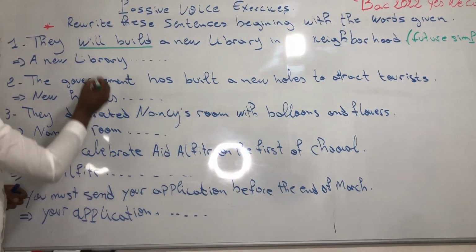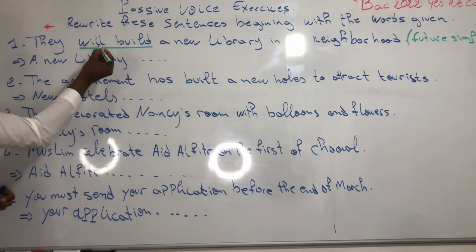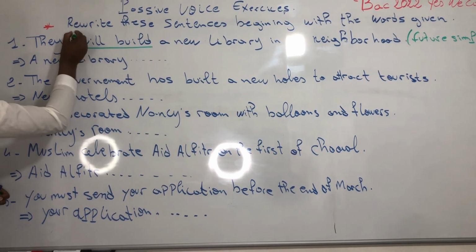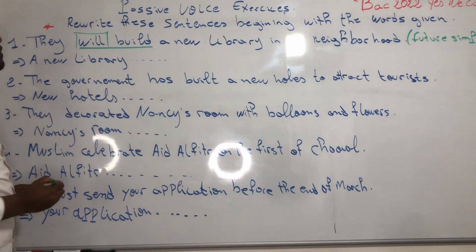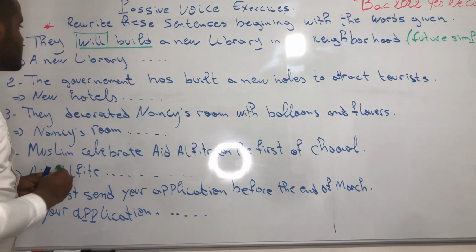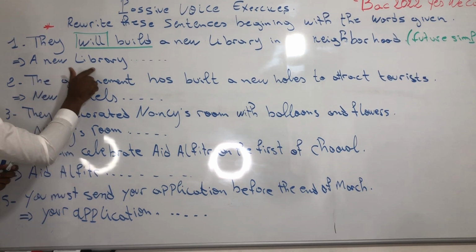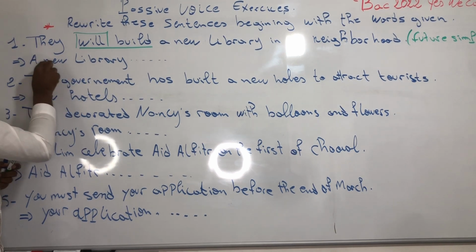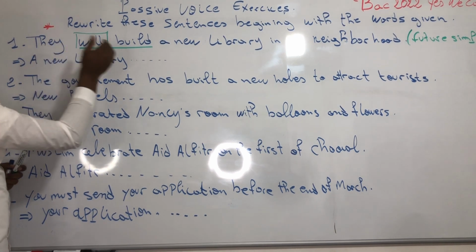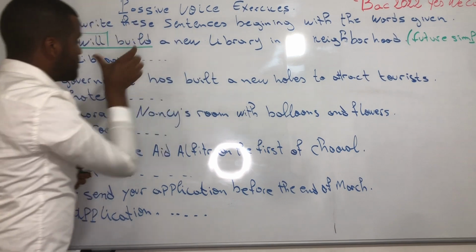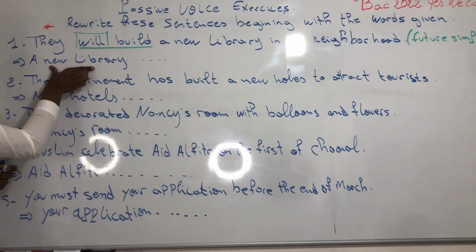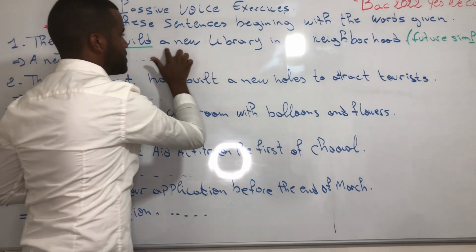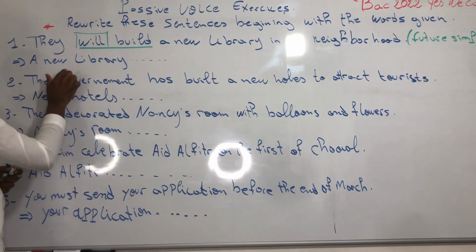Okay, so how do we know that's in future? We have the modal will plus the verb in infinitive. Okay, so we have here a new library. In national exams they give you the sentence like this: they will build a new library in our neighborhood, then they specify the subject, which was the object here. This is the object, it is going to be the subject here.